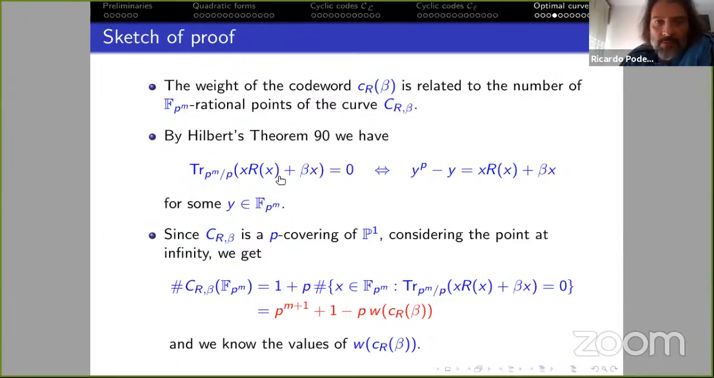The proof considers this very well-known relation from Hilbert's theorem. The number of points of this curve is related to the kernel of this trace. So the number of rational points is given basically by this expression, which is related with the weight of the code. Okay, but we know these weights from the tables.